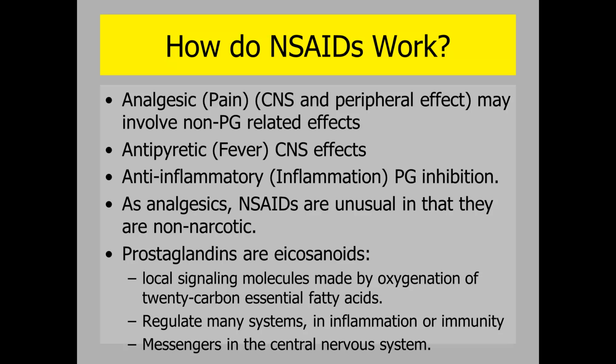So what then are these prostaglandins? The prostaglandins are eicosanoids. The eicosanoids are local signaling molecules made by oxygenation of 20 carbon essential fatty acids. And these prostaglandins regulate many systems in inflammation or immunity. They are messengers in the central nervous system.